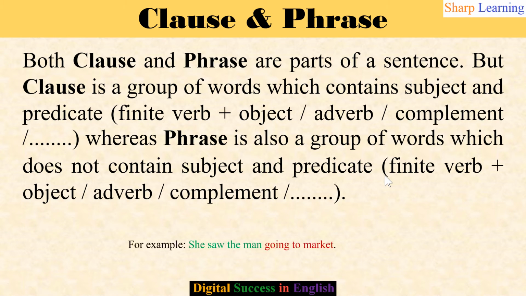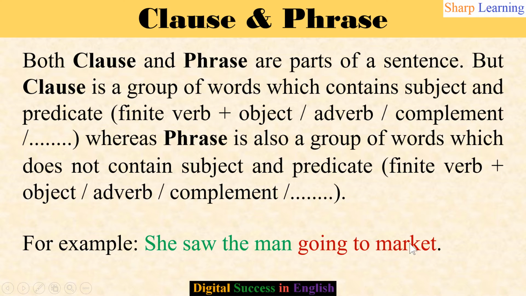Okay, let us give an example. She saw the man going to market. Here she saw the man clause, going to market phrase. Why? Because in this clause she subject, saw the man predicate. Here saw verb, the man object. Verb plus object or verb plus other things, this part is called predicate. So she subject, saw the man predicate. So in this part there is subject and predicate, that is why it is clause. But the next part, going to market, it is not a clause, because there is no subject, there is no predicate. That is why it is called phrase.